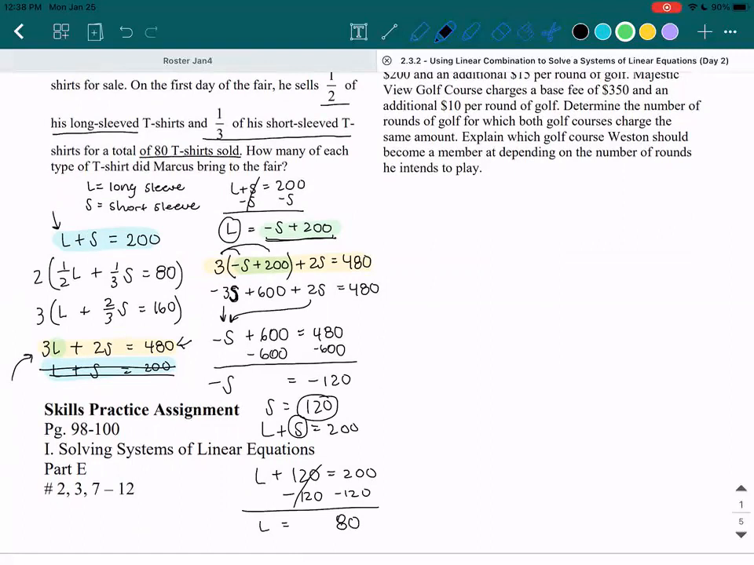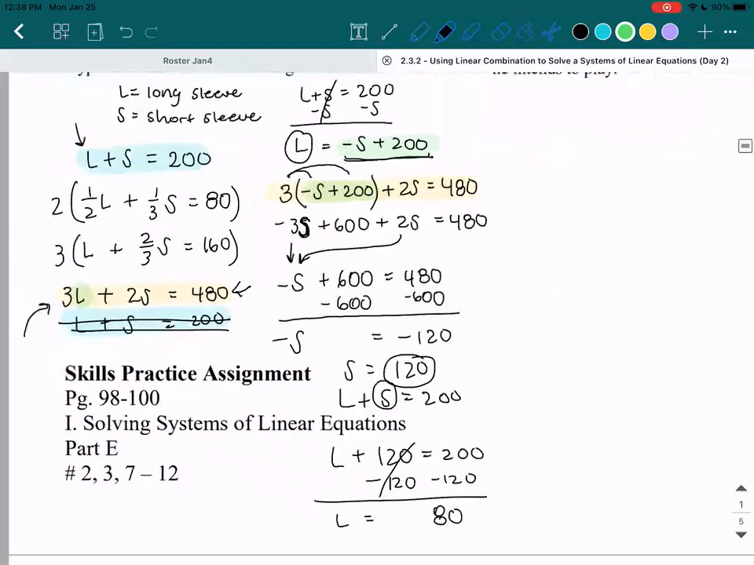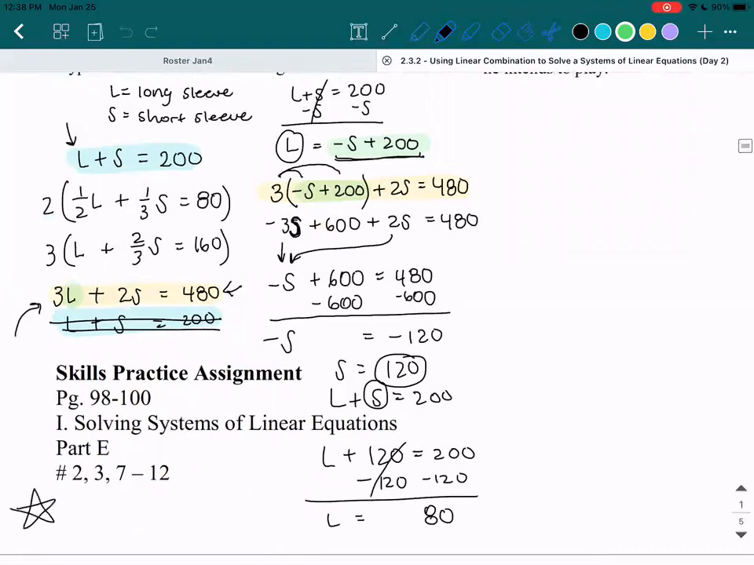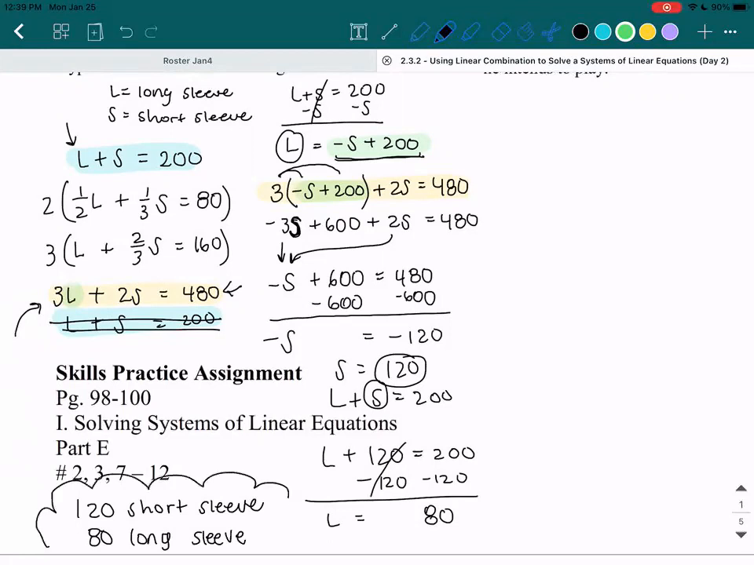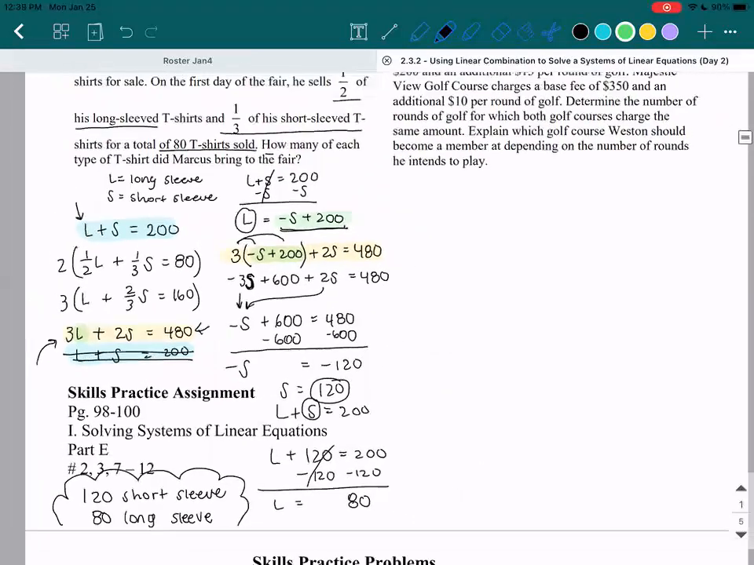So our final answer to the question they asked, how many of each type of t-shirt did Marcus bring to the fair? Where can I write my answer? Where do I have space? Okay, I will write it in this space. S is 120, right over here. That means 120 short sleeves. And then L is 80, so 80 long sleeves. Okay, and I'm going to put this in a bubble. And there we go. This is our number, number 3.